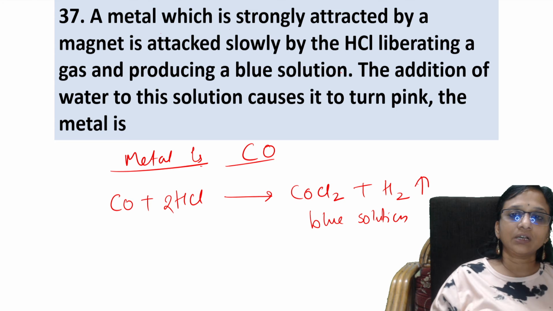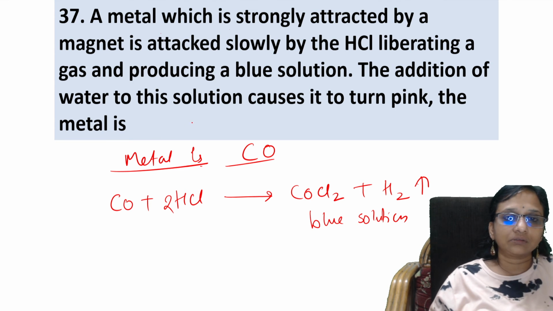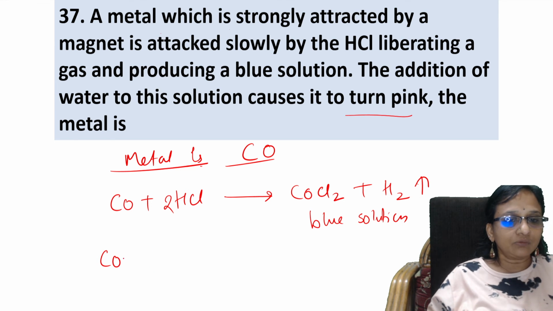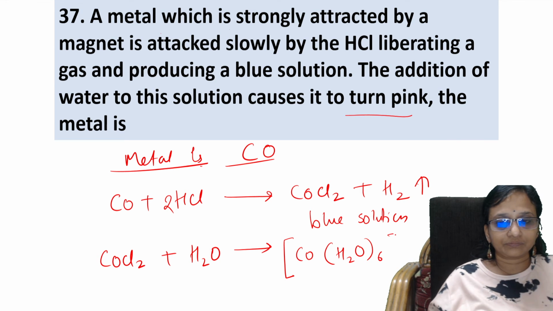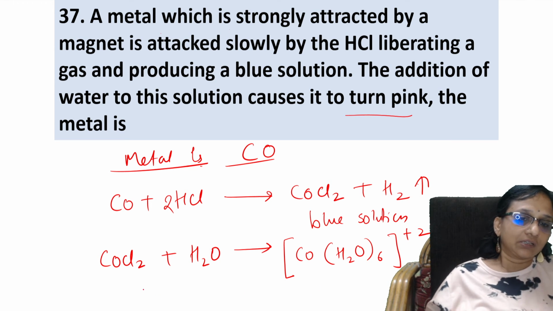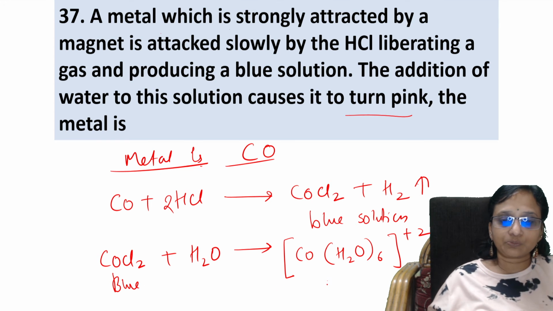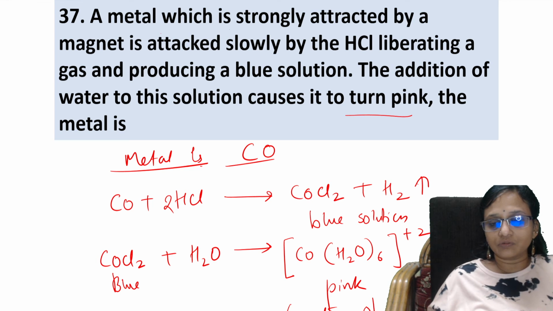Now what did I do? I have taken the addition of water into the solution, which causes it to turn pink. Okay. Now I'm going to add some water to this. This being the metal, it's going to form a complex. This is your complex, with plus 2. This is blue in color, this is pink in color because of water of crystallization. Got it, students? Easy? Check. Done.